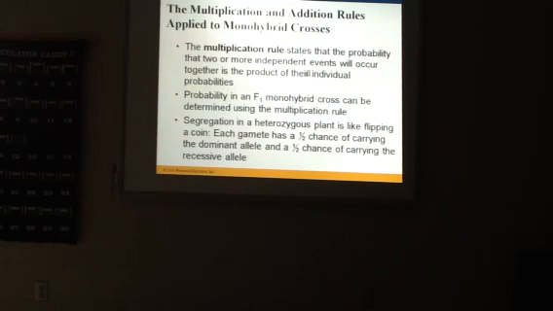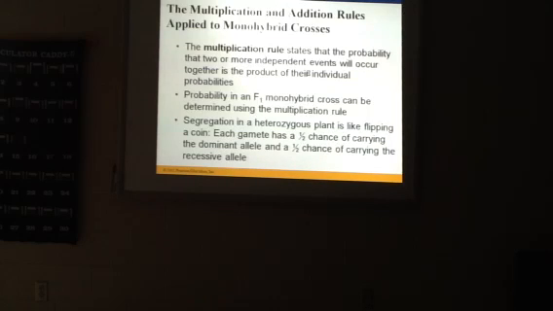So the multiplication rule states that the probability that two or more independent events will occur together is the product of their individual probabilities. So these things occur independently, but there is always a probability that they will occur together, right? So you can use the multiplication rule to determine that. So the probability in an F1 monohybrid cross can be determined using the multiplication rule.